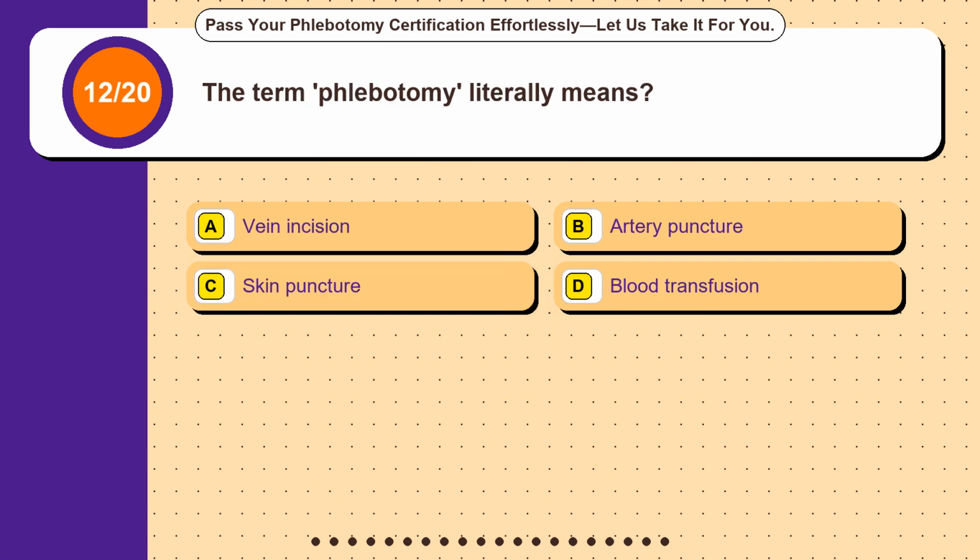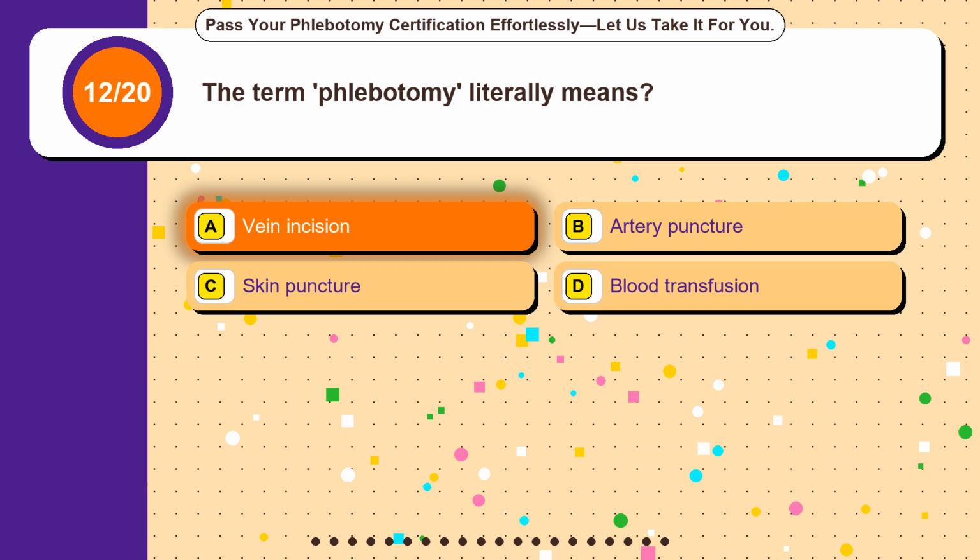Question 12. The term phlebotomy literally means option A, vein incision. Option B, artery puncture. Option C, skin puncture. Option D, blood transfusion. The correct answer is option A, vein incision.